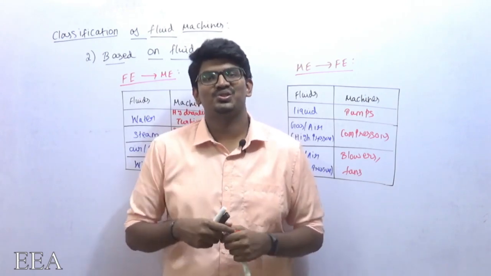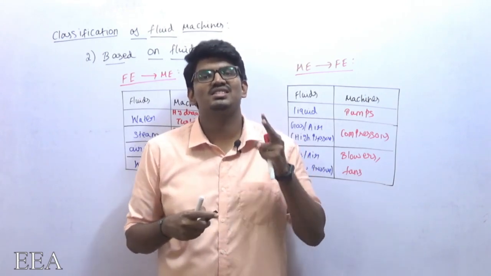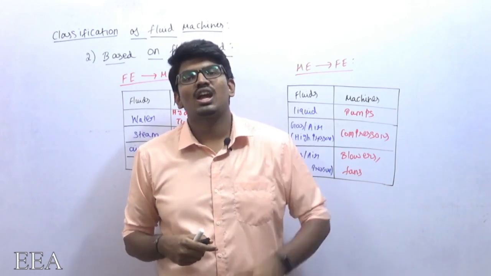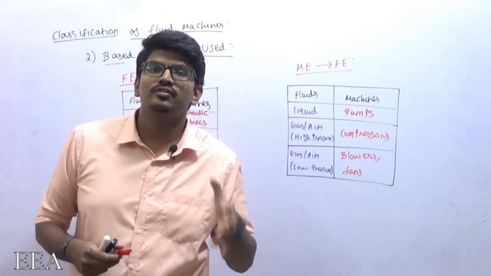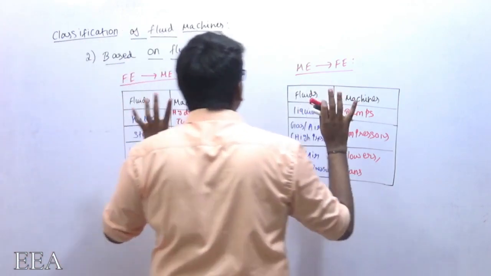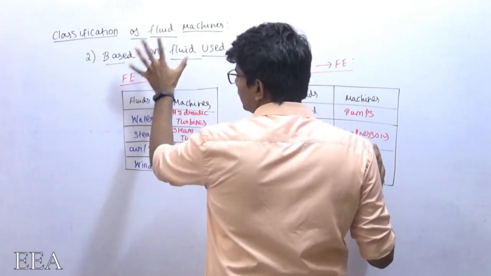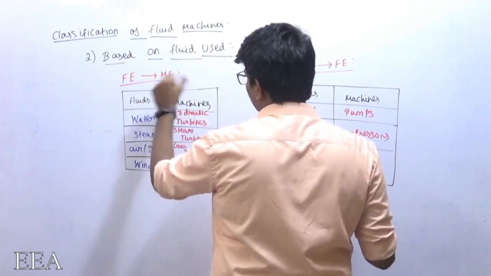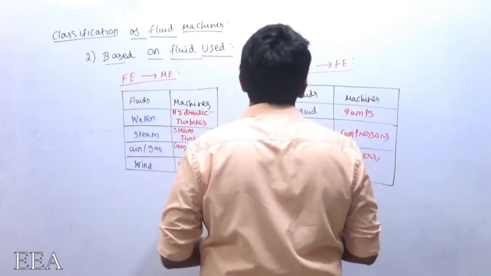The next classification of fluid machines is based on what type of fluid you are using. Again I am going to differentiate this into two different things. One is fluid energy getting converted into mechanical energy. Examples are turbines, expanders, those things.